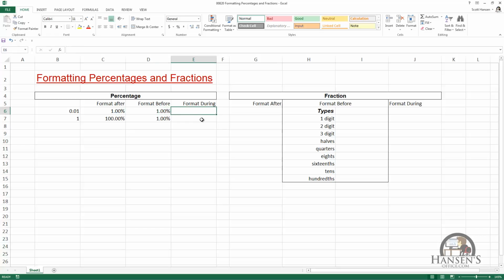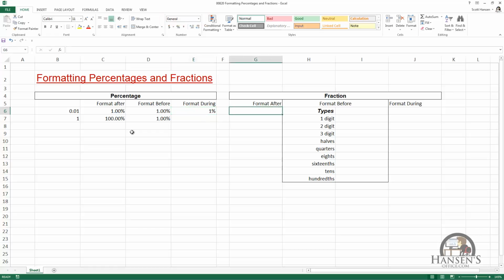You can also format the cell while you're entering content. 1%, Control Enter. That cell is now formatted in the percentage format style, and it displays as 1%.